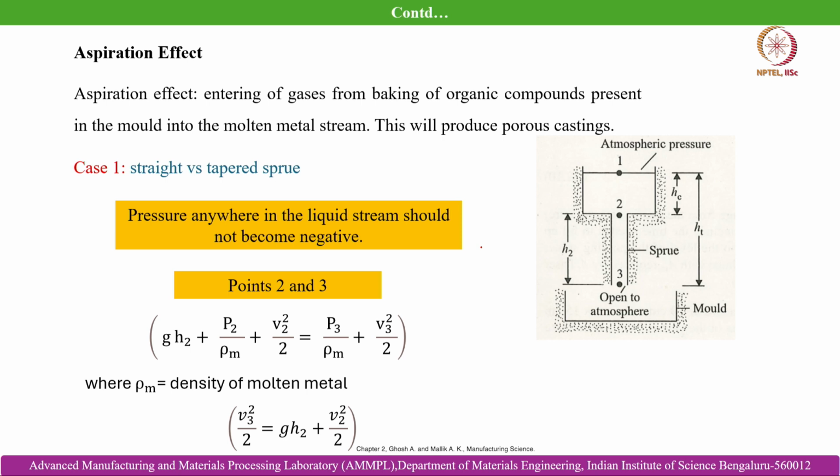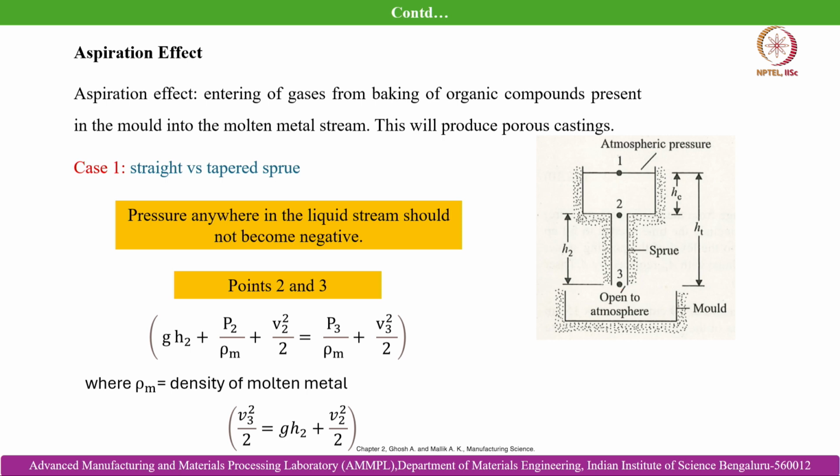You can see here the free surface of the melt is marked as position 1, and then just when it is entering into the sprue it is marked as 2, and when it is just coming into the mold cavity it is marked as 3. So, these are the 3 important locations.